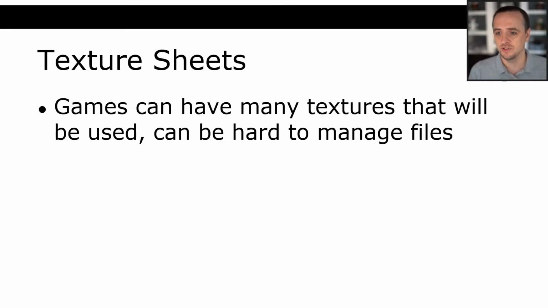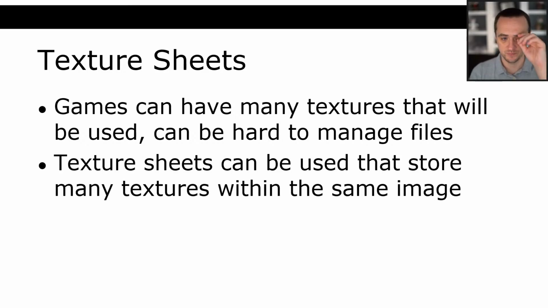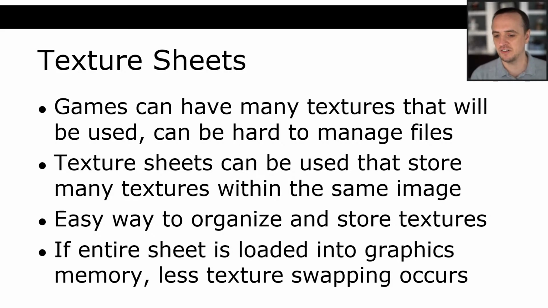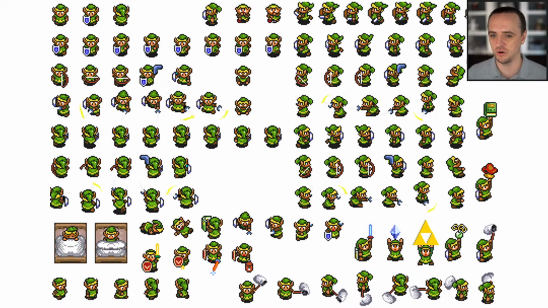Traditionally, games can have many, many textures, right? We're going to have a bunch for Mega Man, a bunch for different tiles, etc. It can be hard to manage all those files sometimes. And so texture sheets can be used to store many textures within the same actual image. It's an easy way to organize and store images. And if the entire texture sheet is loaded into graphics memory, less texture swapping actually occurs. So that's really good for your graphics card, and especially in old hardware.